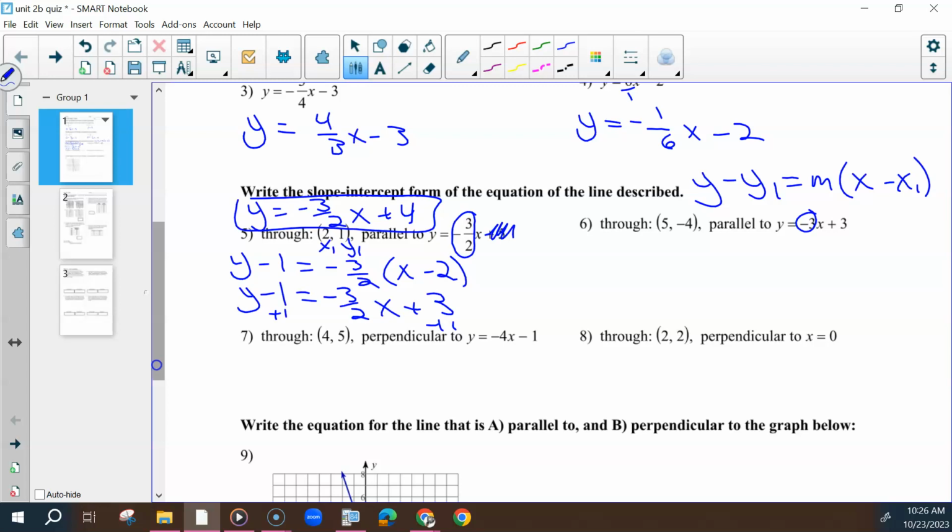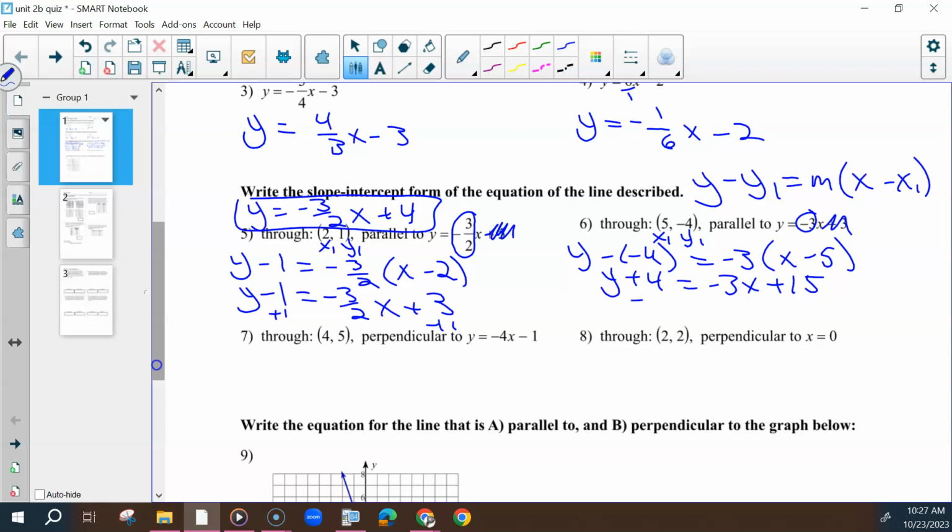Six was similar. If we set it up the same way, it would be y minus a -4 equals -3 parentheses x minus 5. This becomes y plus 4. This becomes -3x. This becomes a positive 15. Some of us got the wrong answer because we got -15, so double check that, be careful. And then subtract 4. So y equals -3x plus 11 was the final answer for that one.